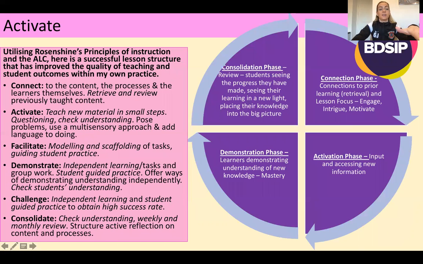So here you can see the connect phase. You are really looking at retrieval and reviewing previous content, engaging them. So it's like your starter activity. Your activate is where you're teaching new material in small steps. You're using questioning and checking for understanding. You're posing problems and using a multisensory approach so that students are really engaged and buying into your lesson.